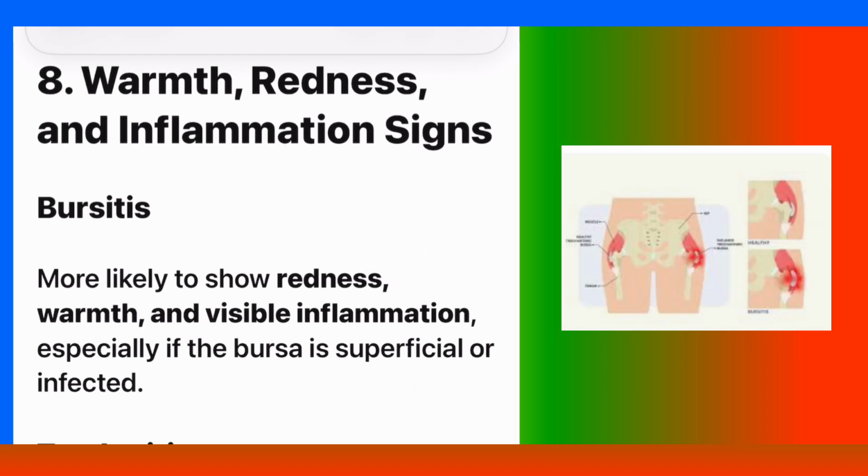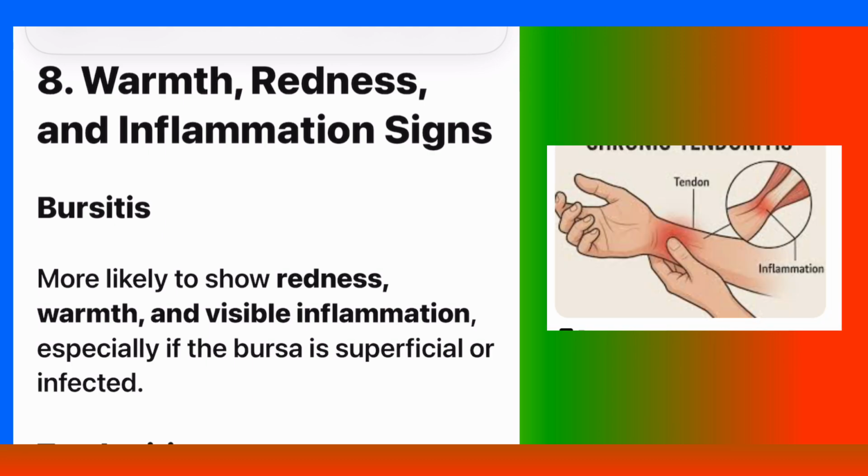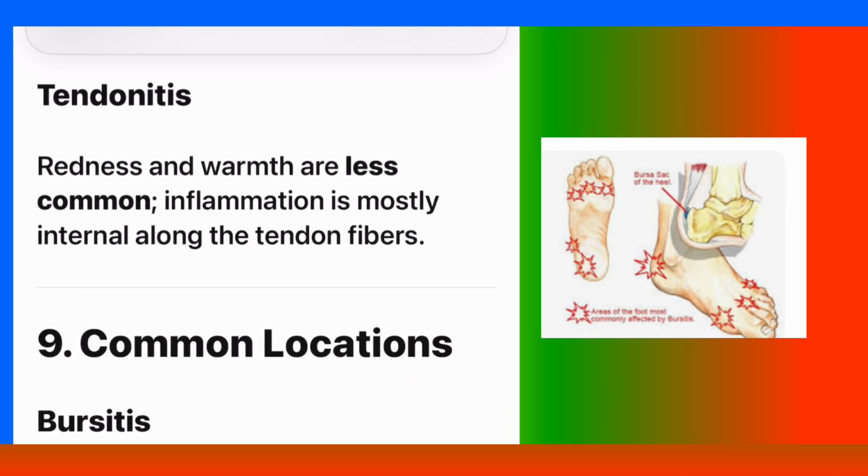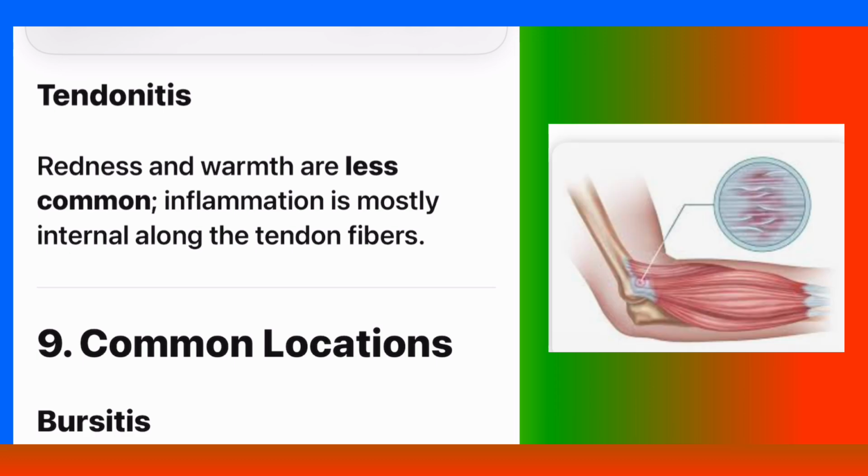Number 8, warmth, redness, and inflammation signs. Bursitis more likely to show redness, warmth, and visible inflammation, especially if the bursa is superficial or infected. Tendonitis. Redness and warmth are less common. Inflammation is mostly internal along the tendon fibers.